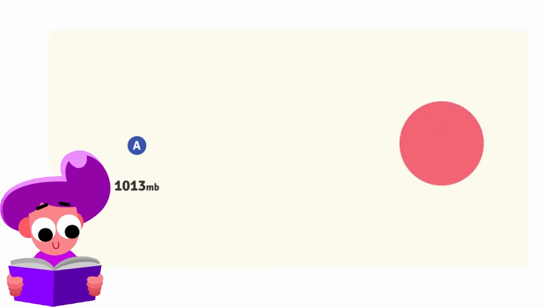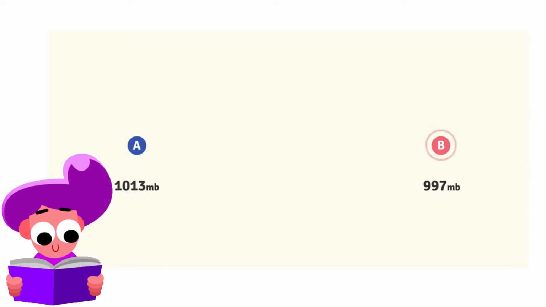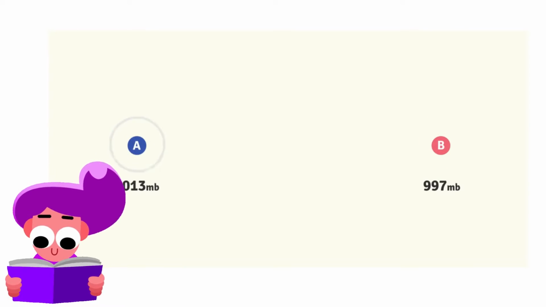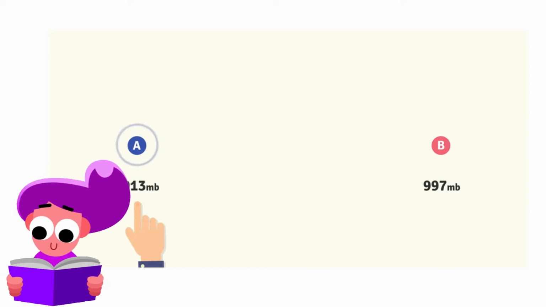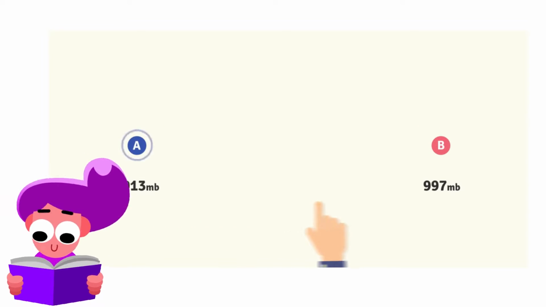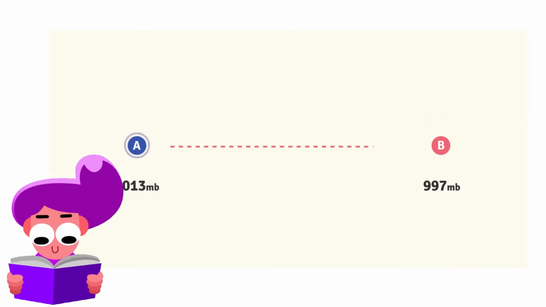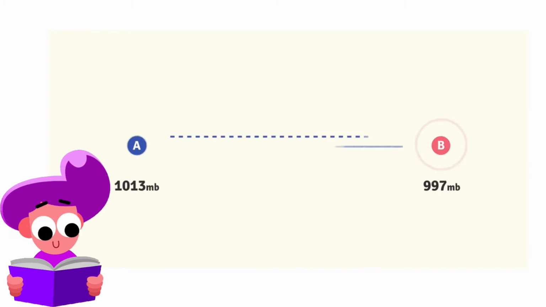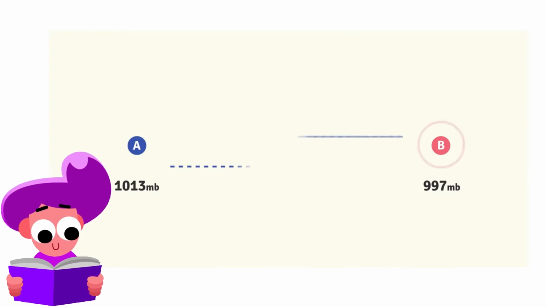To illustrate this, let us suppose that point A has a pressure of 1013 millibars and point B has a pressure of 997 millibars. Because of the pressure difference, air will naturally flow from point A, the area of higher pressure, to point B, the area of lower pressure. Now, the greater the difference in pressure, the faster the flow of the air will be. In other words, the wind will be higher.